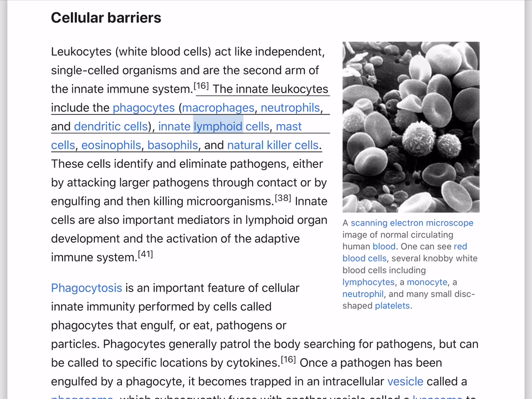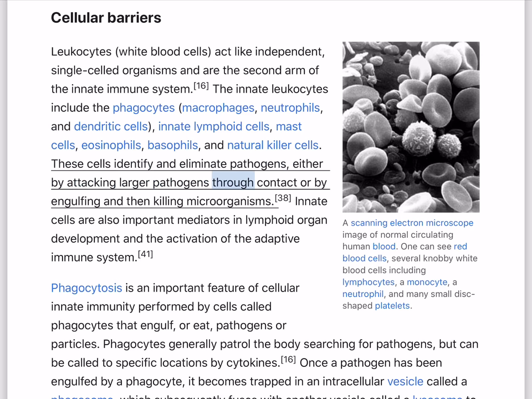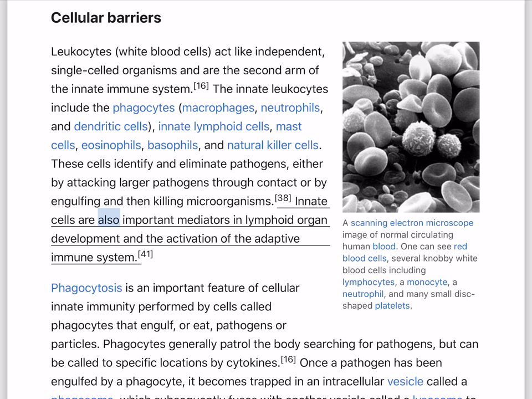The innate leukocytes include the phagocytes, macrophages, neutrophils, and dendritic cells, innate lymphoid cells, mast cells, eosinophils, basophils, and natural killer cells. These cells identify and eliminate pathogens, either by attacking larger pathogens through contact or by engulfing and then killing microorganisms. Innate cells are also important mediators in lymphoid organ development and the activation of the adaptive immune system.